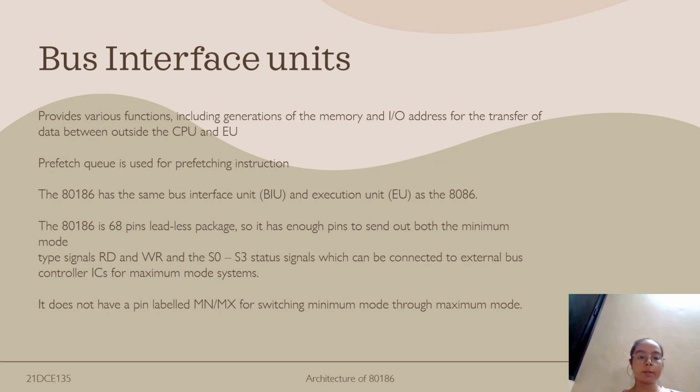The 80186 is a 68-pin leadless package, so it has enough pins to send out both the minimum mode type signals RD and WR and S0 to S2 status signals, which can be connected to an external bus controller IC for maximum mode systems. It doesn't have a pin labeled minimum or maximum like the 8086 for switching from minimum mode to maximum mode.